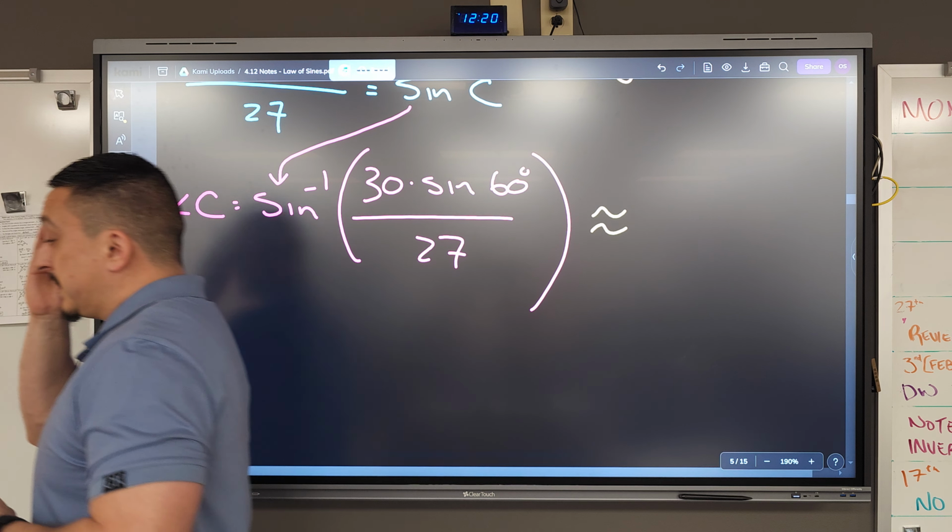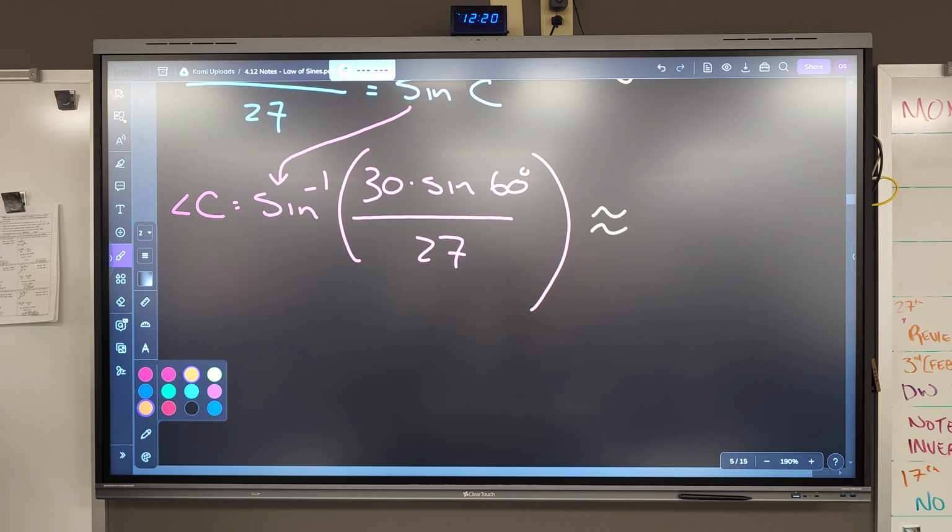Round that to the nearest tenth as well. Again, I would make it look like a fraction to avoid making mistakes. So alpha x makes it look like a fraction. What are you guys getting?